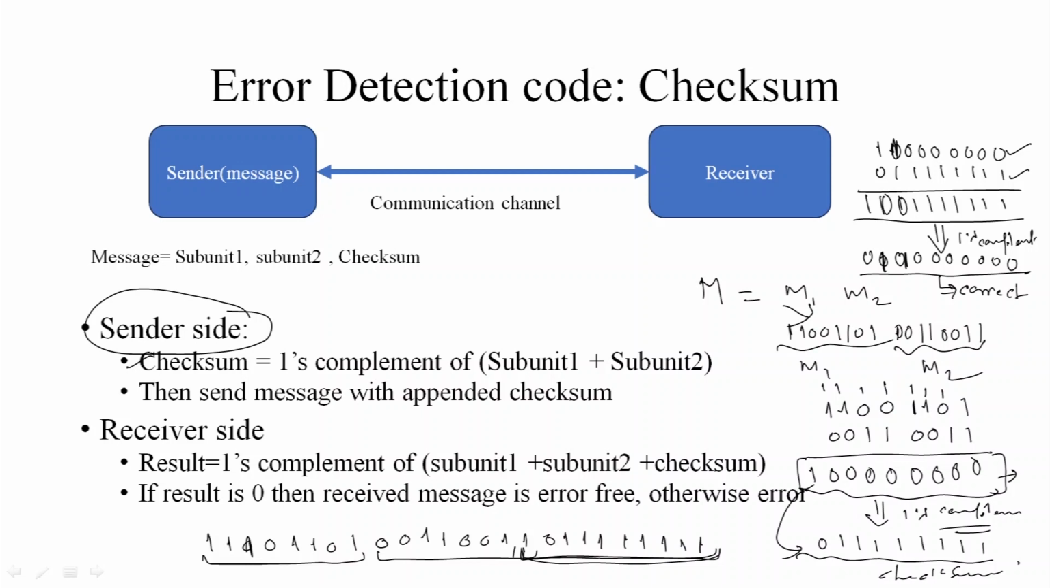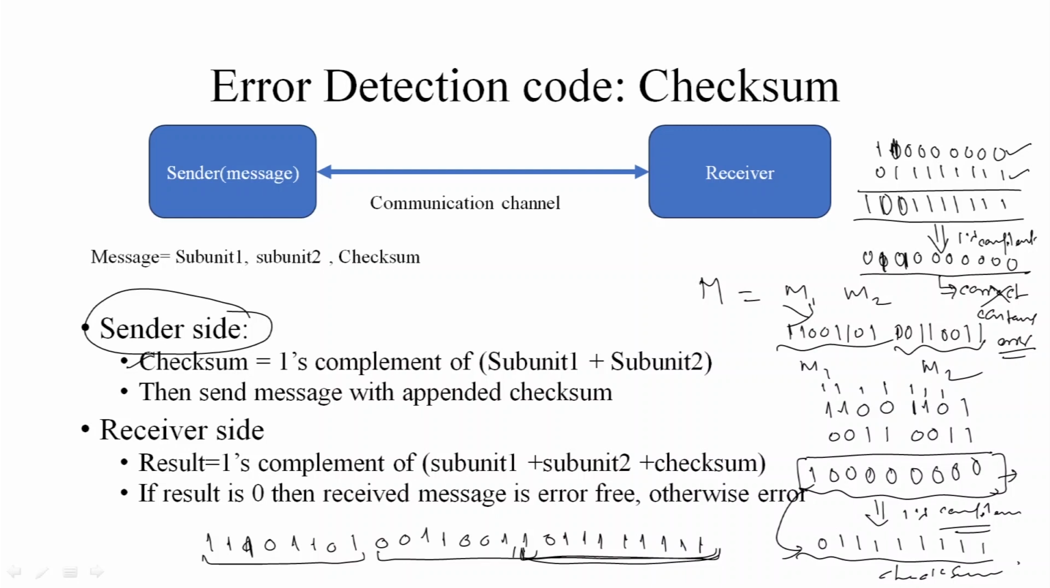The final checksum is computed at the receiver side. This is the ones complement of the binary addition of subunit first of the message plus subunit second of the message plus the value of the checksum. Here we see that when we take the ones complement of this binary sum, it is non-zero. This means the message is not correct; it contains an error. So this is the process.